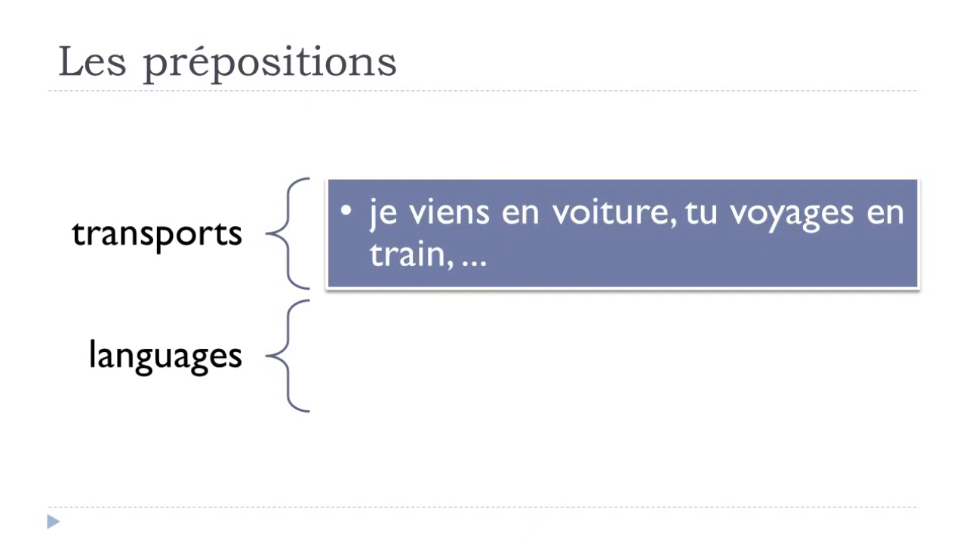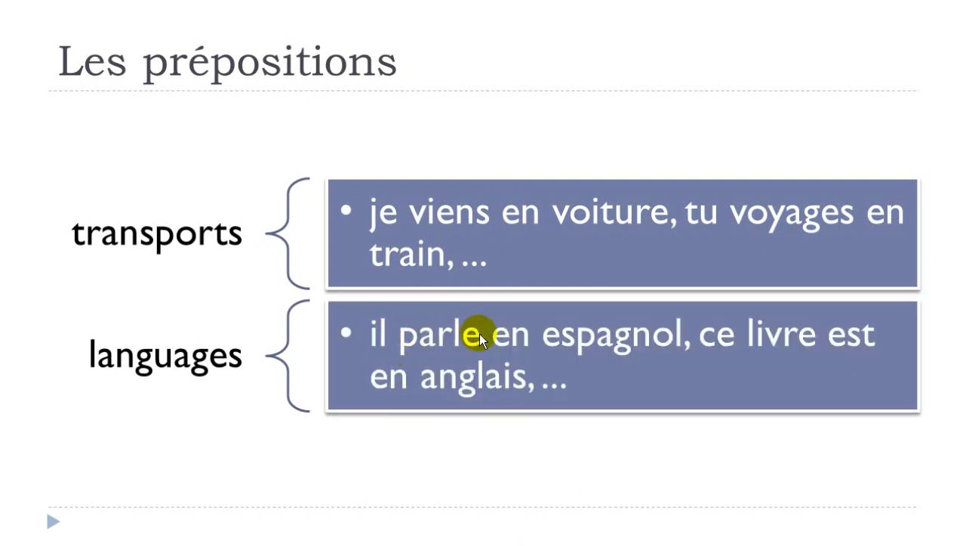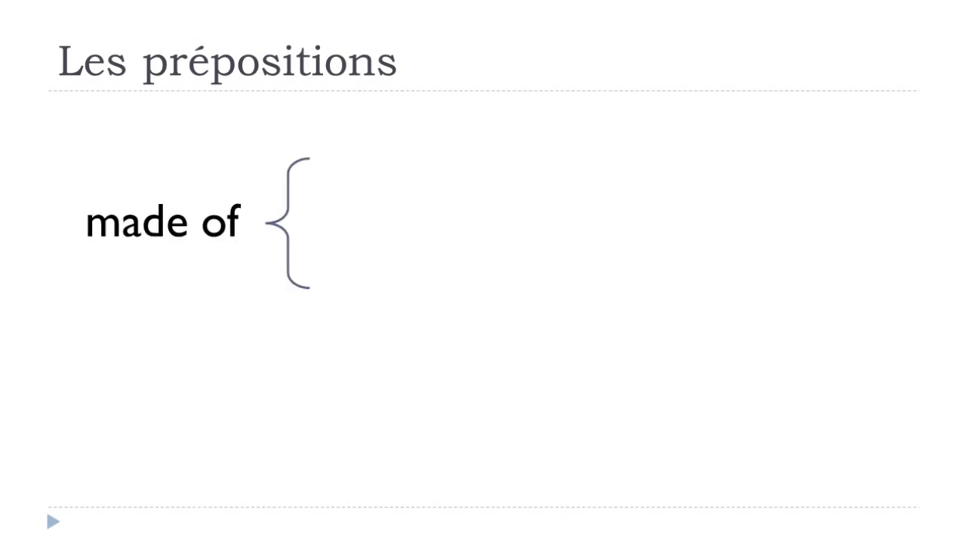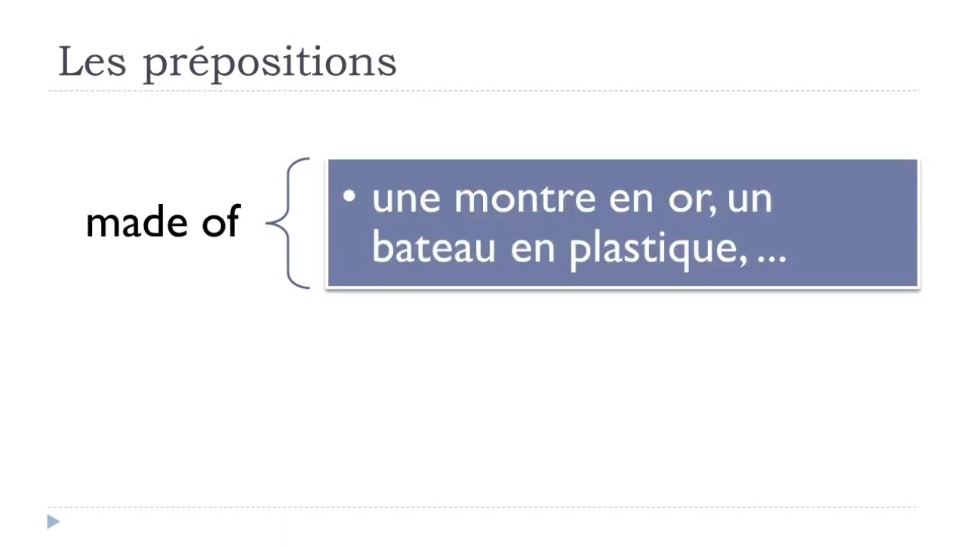Other use is the languages. For instance, il parle en espagnol. Parler is to talk, or to speak. He speaks in Spanish, en espagnol. Or then, ce livre, this book, est en anglais. This book is in English, en anglais. Other use is when you want to introduce the material something is made of. For instance, une montre, montre is a watch, une montre en or, so gold, or. If you want to say that this watch is made of gold, then une montre en or. Un bateau en plastique. Bateau is a boat, and plastique is plastic, so un bateau en plastique.